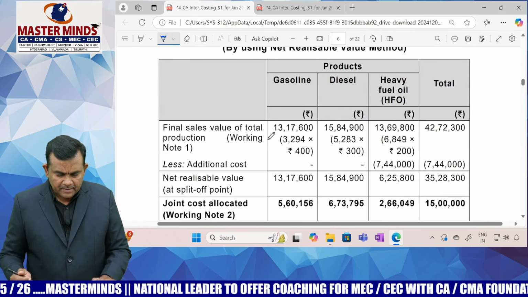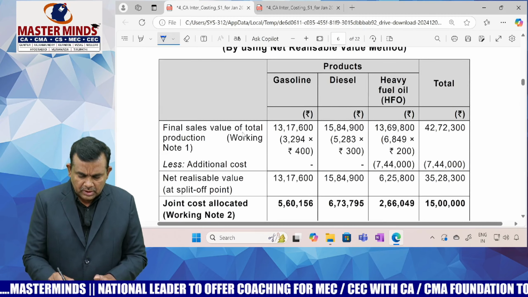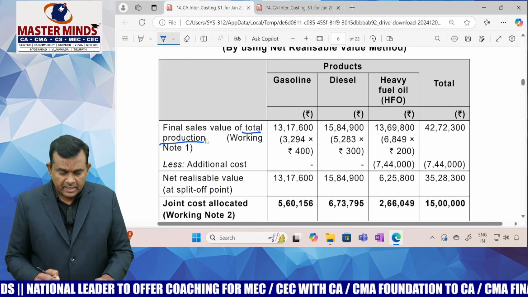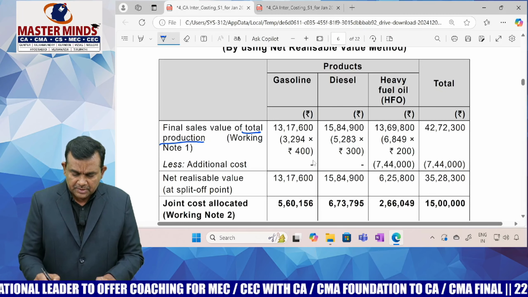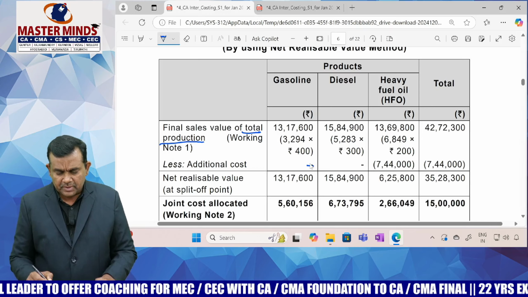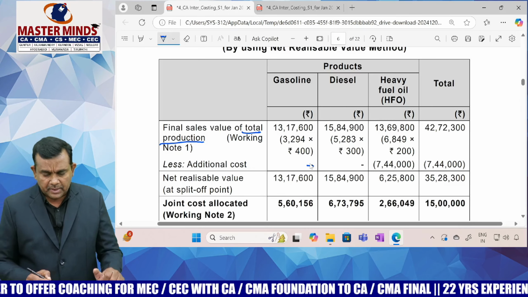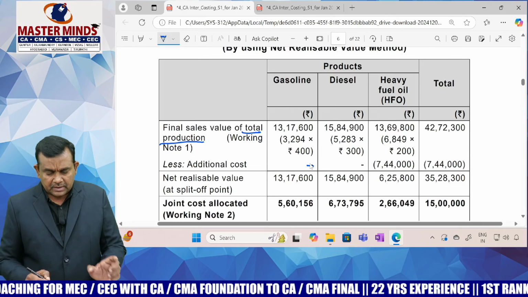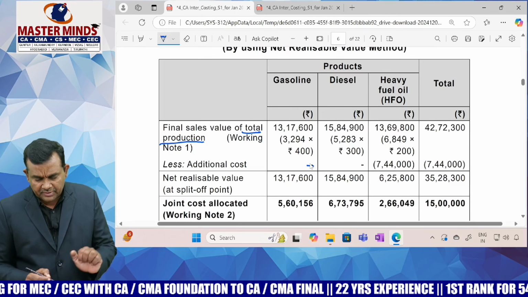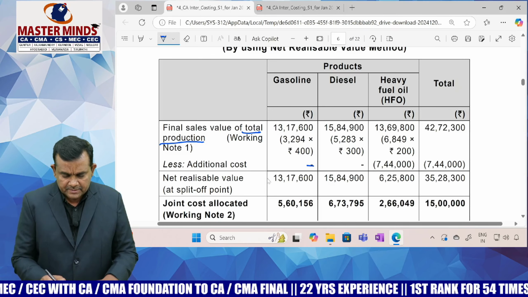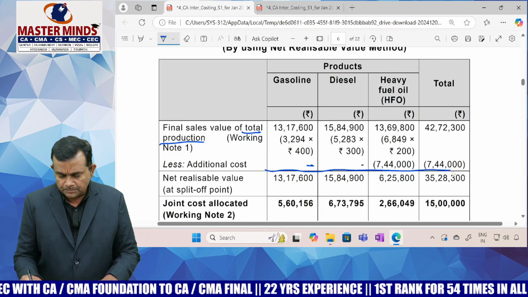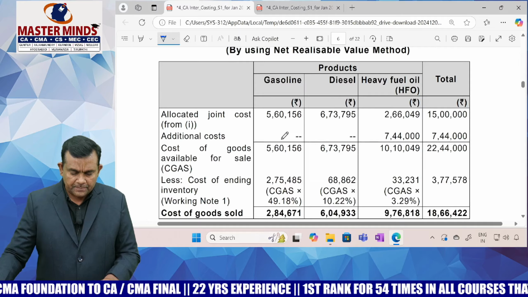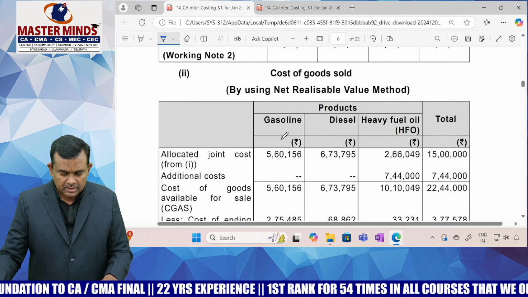See this. Final sale value of the total, very, very important, total production. Next, further processing cost. Gasoline is fully processed at separation point. Diesel is fully processed at separation point. But an additional cost is incurred only for heavy fuel oil, sir. So this is the net realizable value. Joint cost allocation completed, sir.